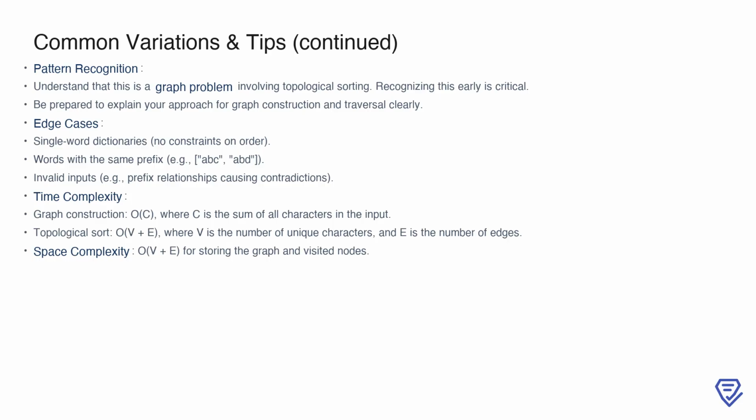From a complexity perspective, constructing the graph takes O(C), where C is the total number of characters in the input. The topological sort itself runs in O(V plus E), where V is the number of unique characters, and E is the number of edges. Space complexity is also O(V plus E), to store the graph and track visited nodes. Understanding these complexities allows you to explain and justify your solution effectively.